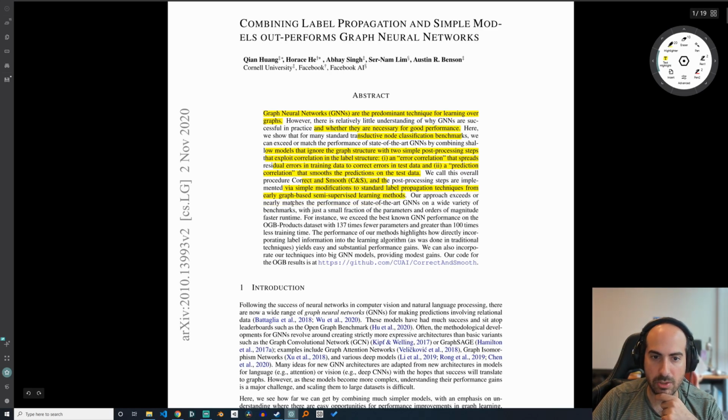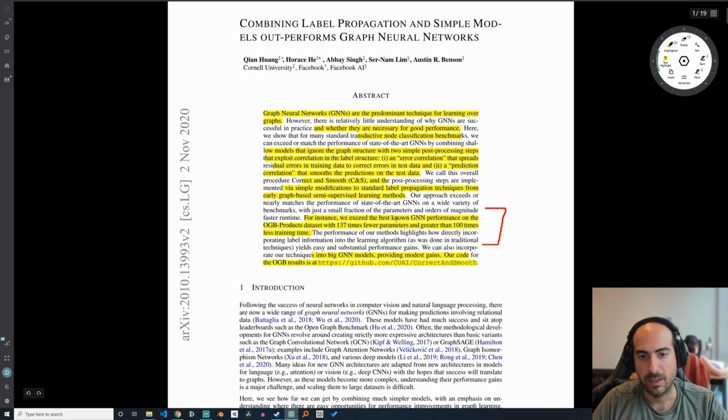So our approach exceeds or nearly matches the performance of state-of-the-art GNNs, and for instance, we exceed the best-known GNN performance on the OGB dataset with 137 times fewer parameters and greater than 100 times less training time. This is a big deal. We also incorporate our results, and they have the benchmarks and the code ready.